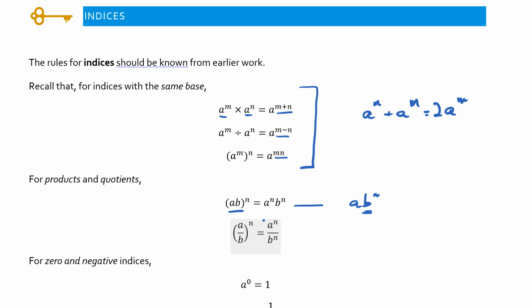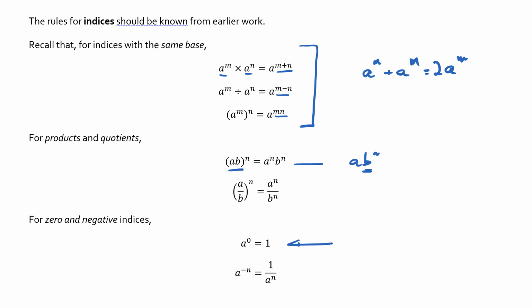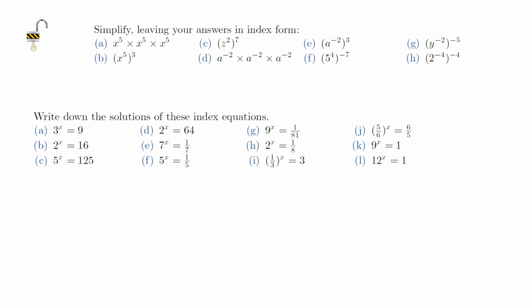Now for zero and negative indices, this one should be known: a to the 0, or anything to the 0, is 1. The negative index, the little negative, simply means that we put 1 over it. So we remove the negative by putting 1 over, taking the reciprocal. So I'll just work a selection of these.